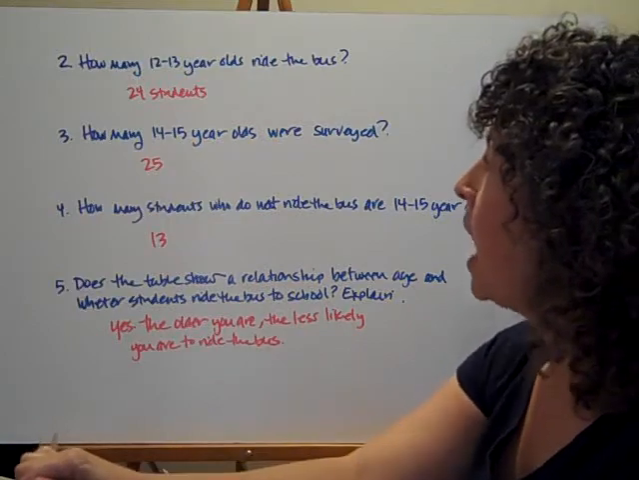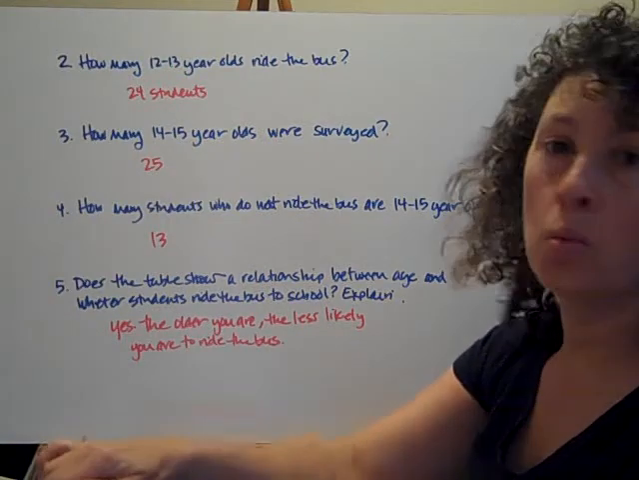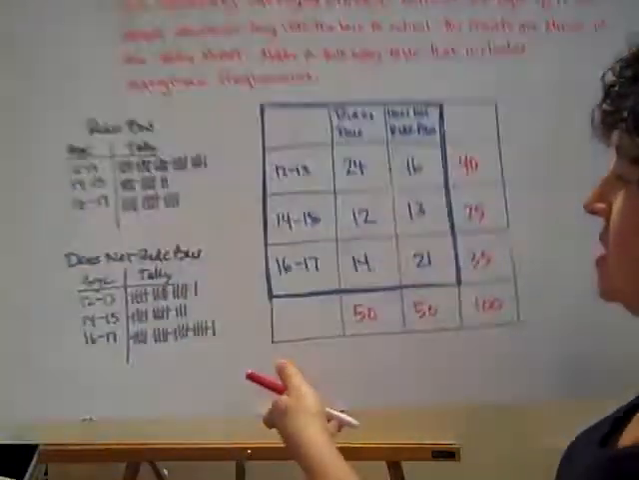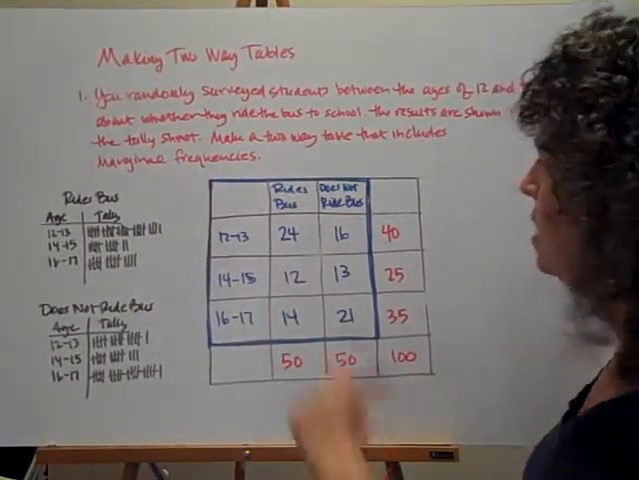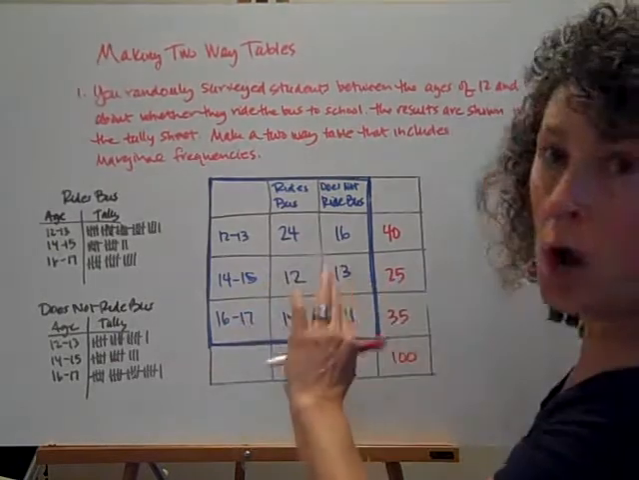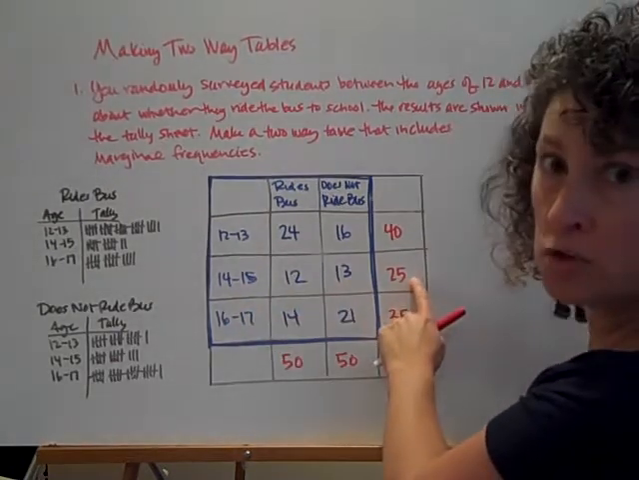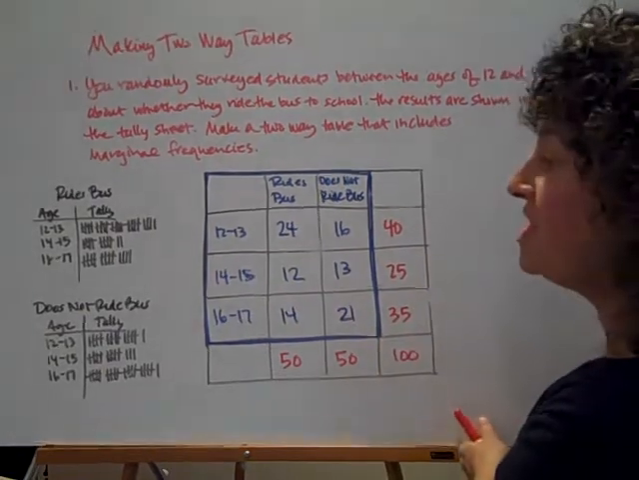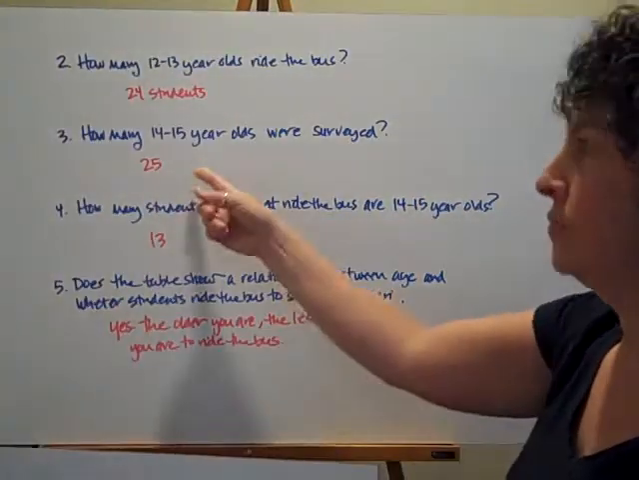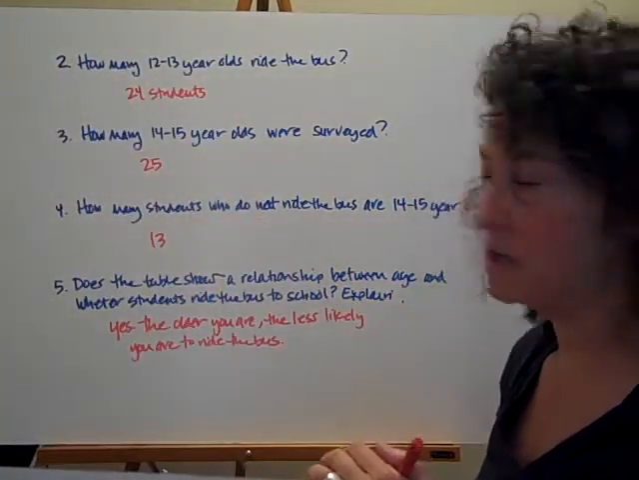Number 3, how many 14 to 15-year-olds were surveyed? So this is a total that we're looking for. We're not asking for just riding the bus. So 14 to 15-year-olds, we want all of them. So I'm going to go over to my marginal frequency in this particular category. All of them that were surveyed, there were 25 of them altogether. 25 of them altogether that we talked to.